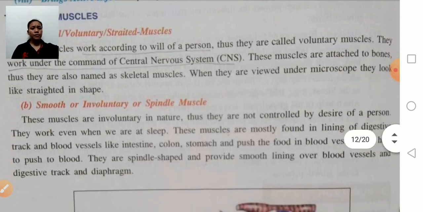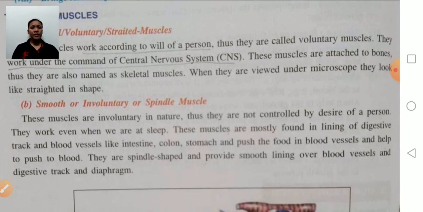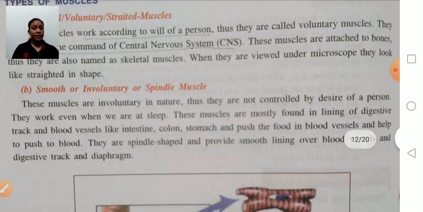Smooth, or involuntary, or spindle muscle. These muscles are involuntary in nature. They are not controlled by a person. Thus, they are not controlled by the desire of a person. They work even when we are asleep. We can't control these muscles. They work when we are asleep also.